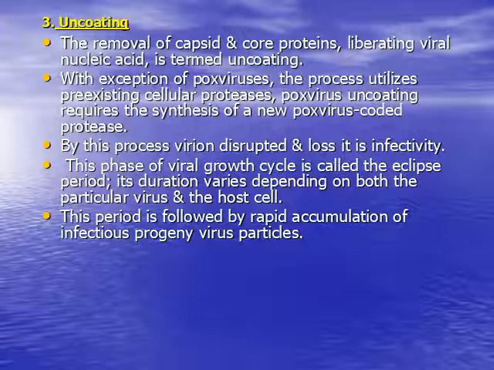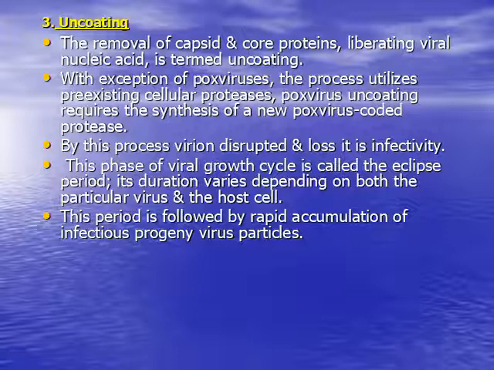In the stage of uncoating, there will be removal of the capsid of the virus and core protein, liberating viral nucleic acid. This process is termed uncoating. With the exception of pox viruses, the process of uncoating utilizes pre-existing cellular proteases. Pox virus uncoating requires the synthesis of new pox virus-coded proteases. By this process, the virion is disrupted and loses its infectivity.